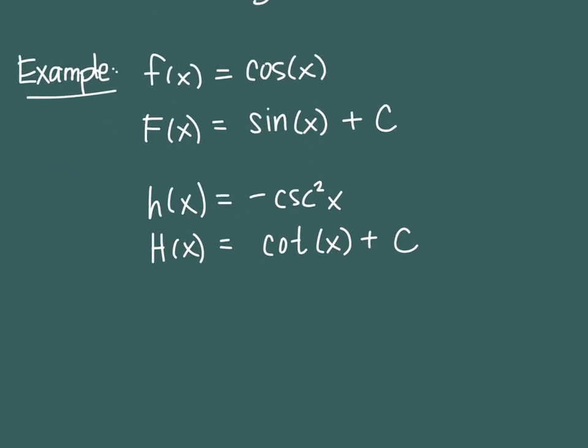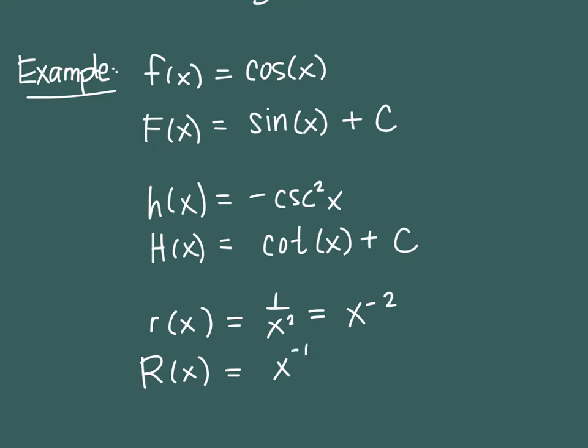Other functions that we recognize, perhaps we have r of x defined as 1 over x squared. Well, you're going to want to think of that as x to the negative 2. When you take the antiderivative of that, you're going to increase that power. And when you increase that power, it becomes negative 1. Okay, that power goes up, and you're dividing by negative 1. So overall, we're at negative 1 over x plus that constant c.